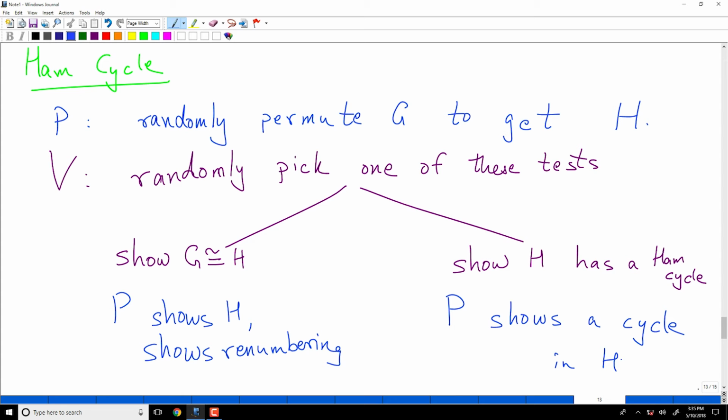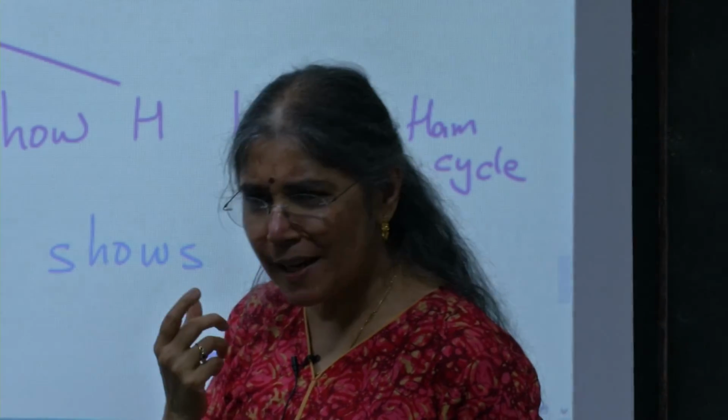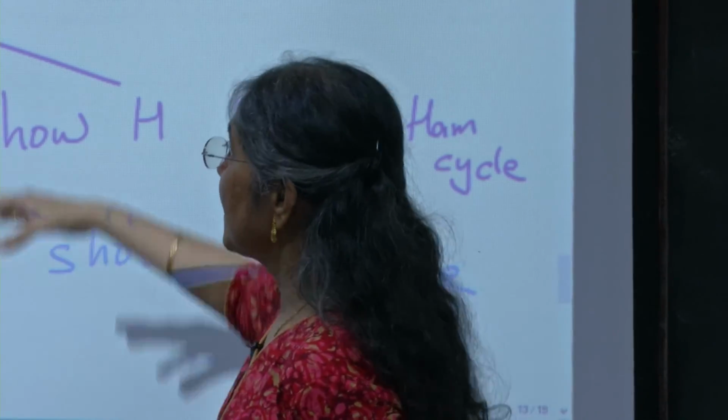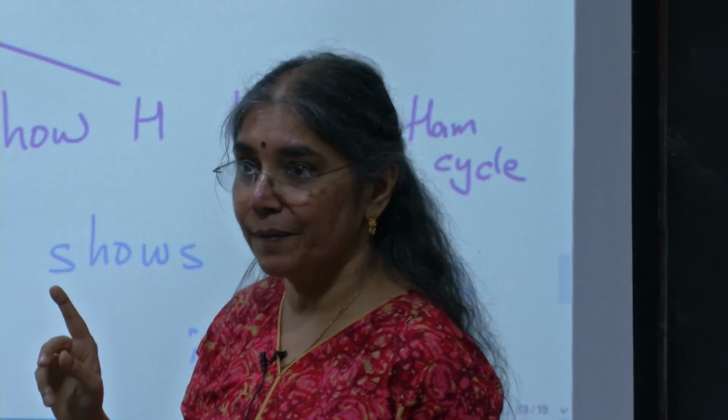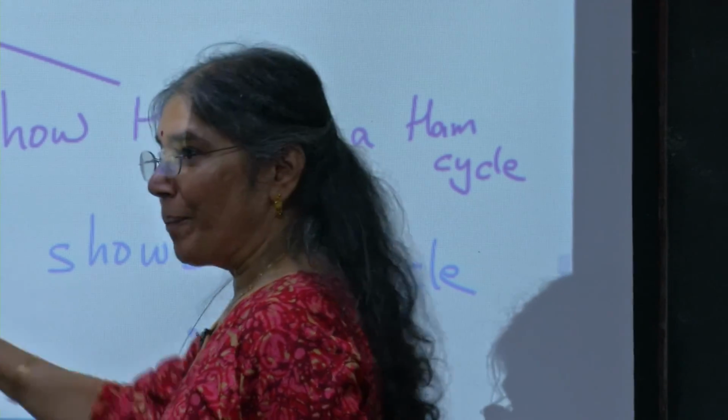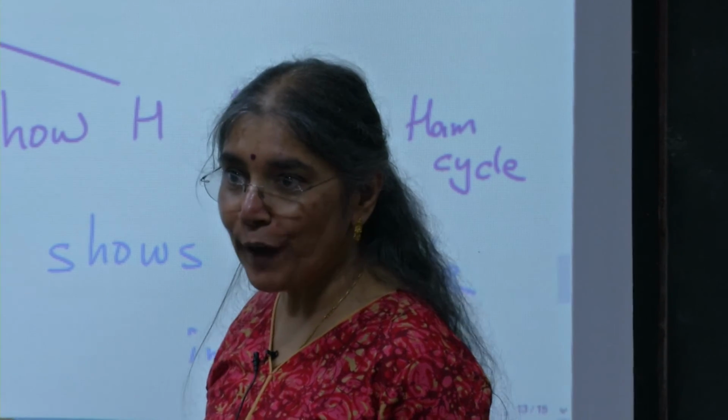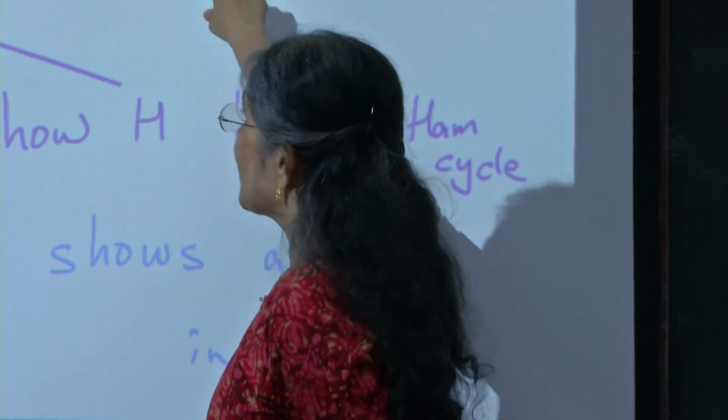So because the prover does not know in advance what is the question to be asked, the prover will not be able to game this system. The prover's chance of winning a test if there is no Hamilton cycle is half. The prover cannot pass in both cases. One test has to fail, and which test is being chosen randomly.